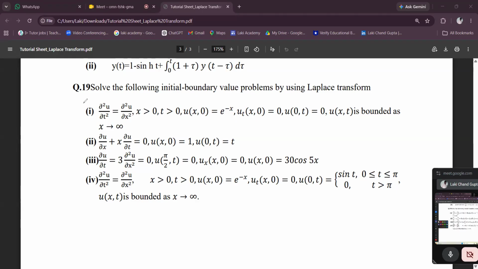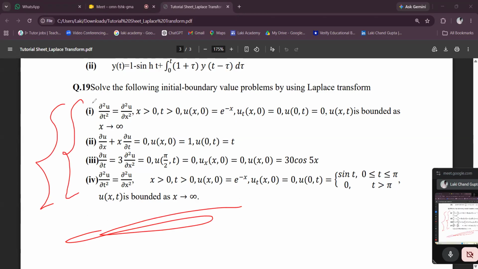Tell me any one more question out of this row. Already one has done. Tell me which question should I do, and the remaining two question you can solve. Fourth one.